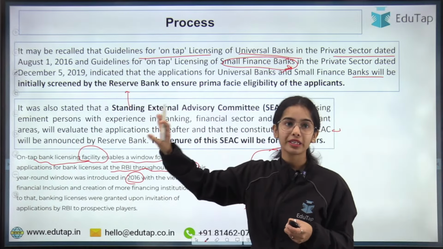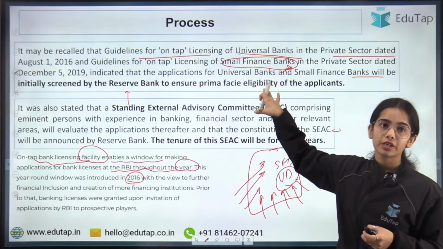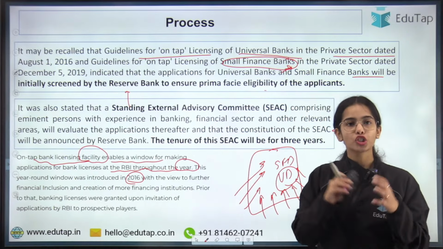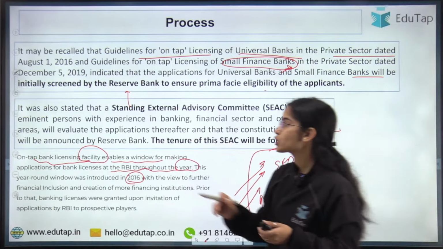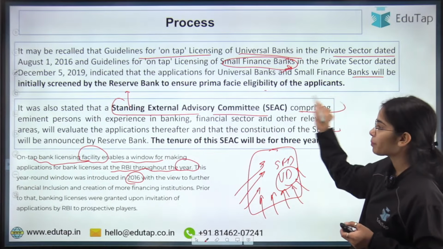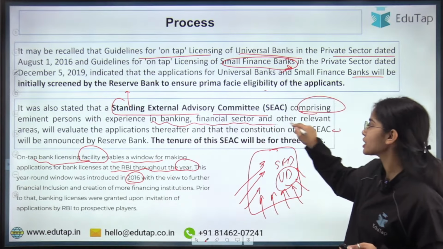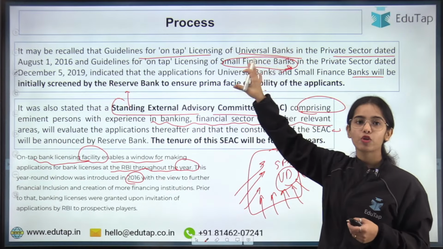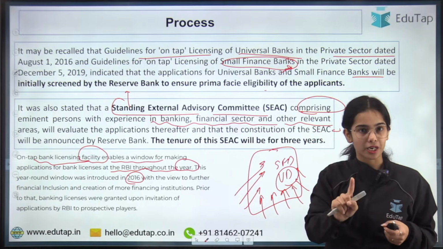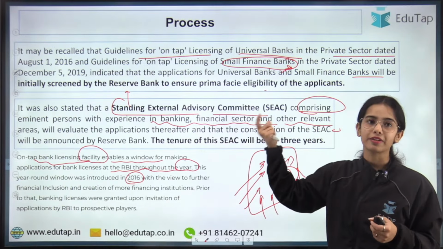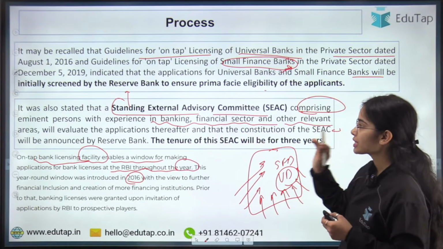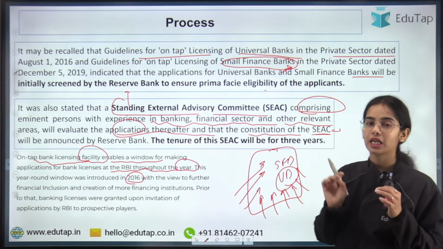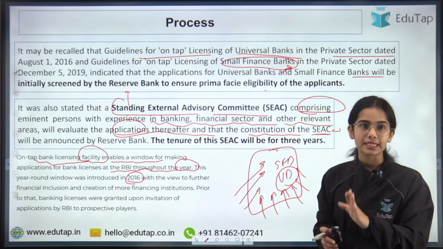It was also stated in the same guidelines that first the initial screening will be done by the RBI to ensure prima facie eligibility of the applicants, that they are following the criteria, such as the net worth eligibility criteria. So the initial screening will be done by the RBI itself. Then it was stated that a standing external advisory committee comprising eminent persons with experience in banking, the financial sector and other relevant areas will evaluate the application. The standing external advisory committee will evaluate the applications thereafter, and the constitution of the SEAC will be announced by the RBI, and its tenure will be 3 years.